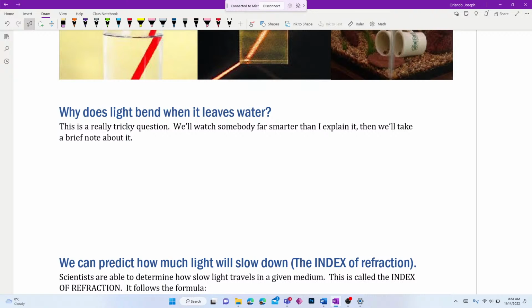Why does light bend when it leaves water? It's actually a really tricky question. Tomorrow I'm going to show you a little video where somebody much smarter than I explains it to you. The actual explanation requires a level of knowledge of physics that we just don't have, right? It's not immediately obvious that slowing down should mean changing direction, right? You can slow down without changing direction, except to say, and this is only an analogy, but think of it as one.